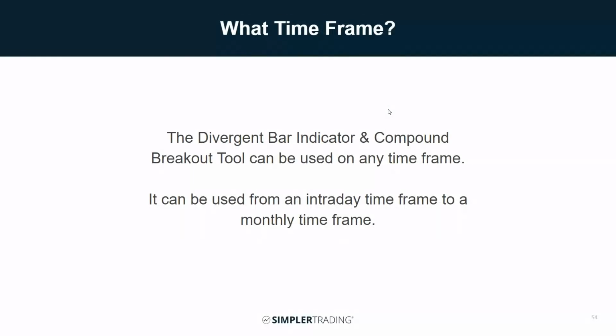The divergent bar indicator and compound breakout tool can be used on any time frame. It can be used from an intraday time frame all the way up to a monthly. I will note the divergent bar indicator, I typically don't look at below a 30-minute chart just because it can start to get a little noisy.